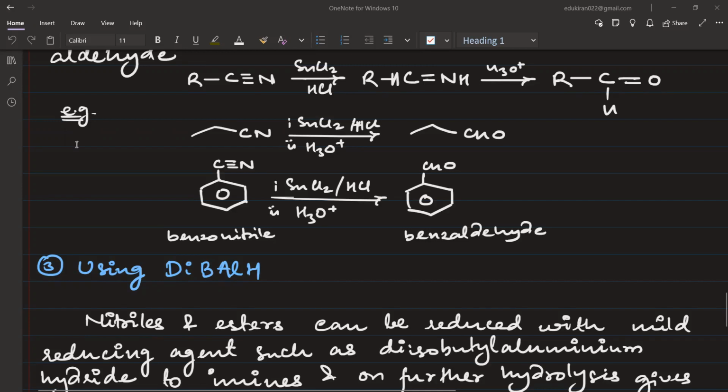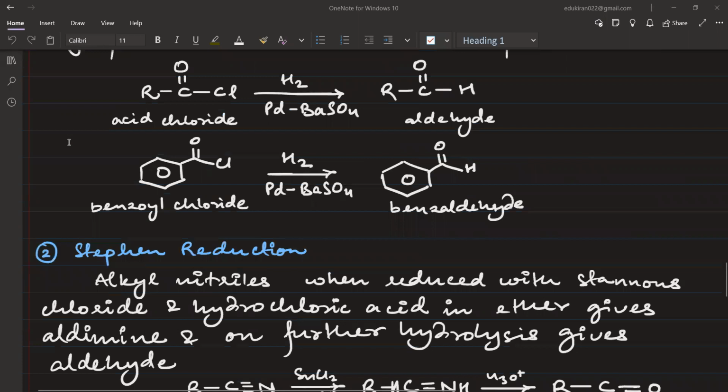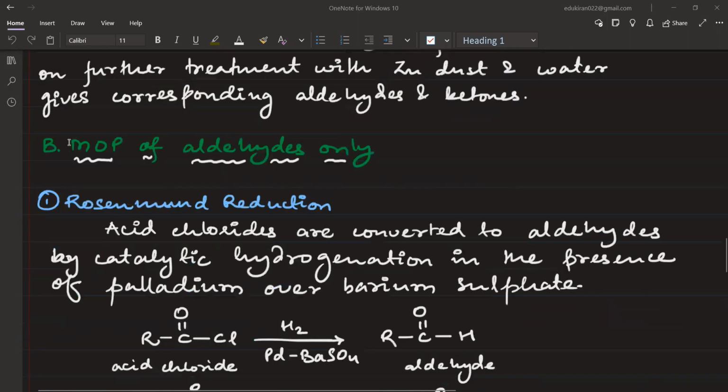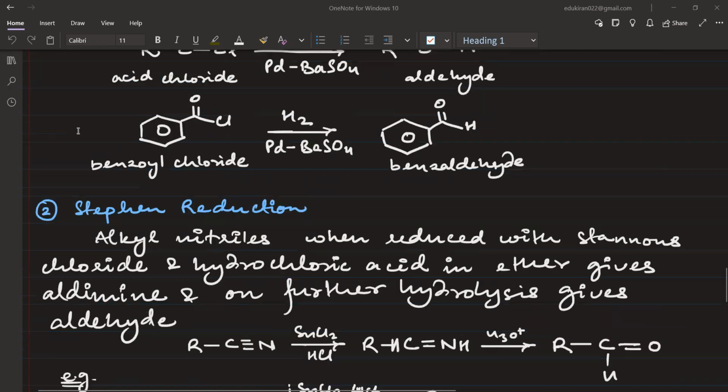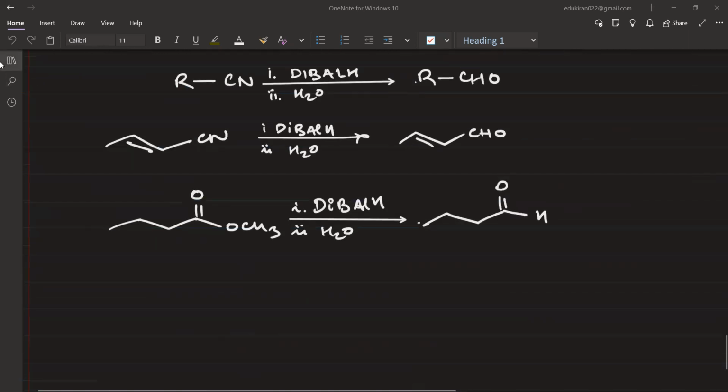Okay, fine. So we were doing the preparation of aldehydes and ketones. We did part A, that is the methods of preparation of aldehydes and ketones, and those methods can be used for the preparation of both aldehydes and ketones. Now the second methods of preparation are for aldehydes only. In that we have done two name reactions and then using DIBAL-H. Write the fourth one.